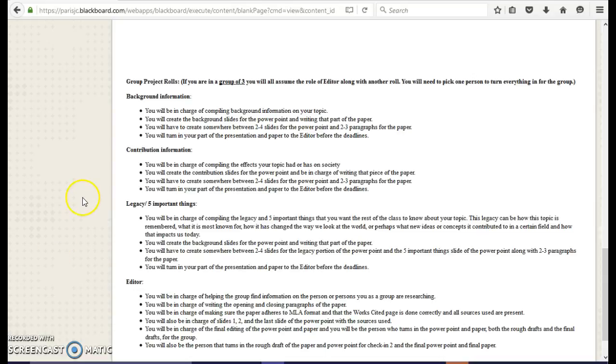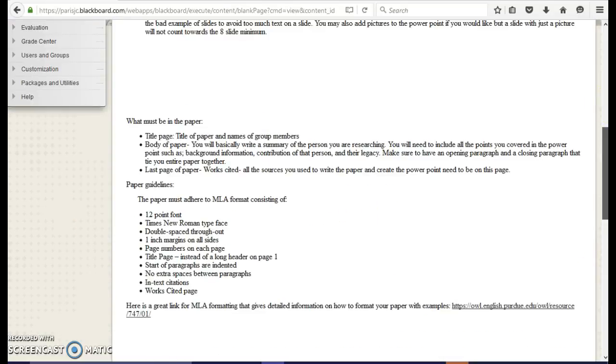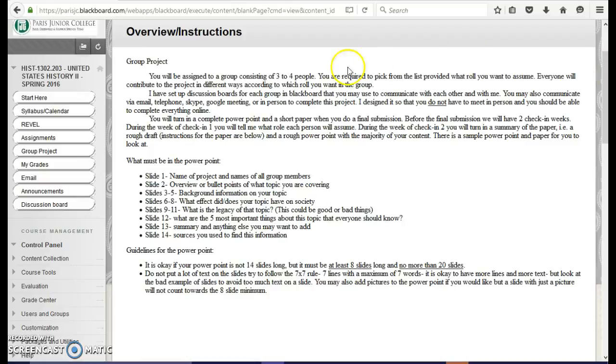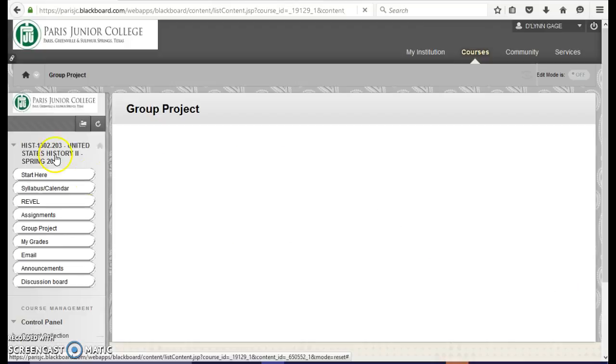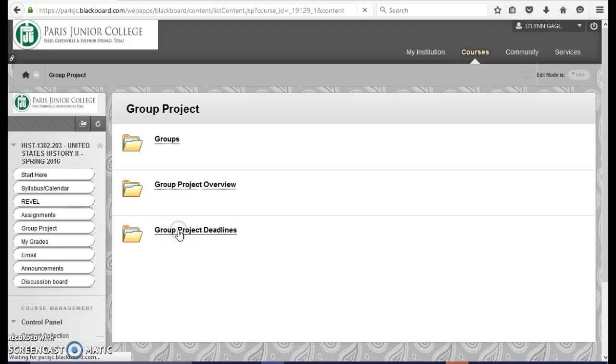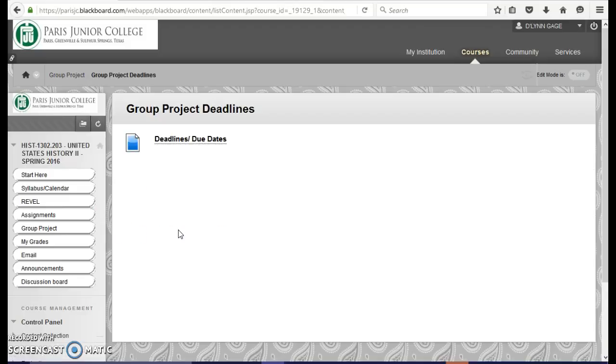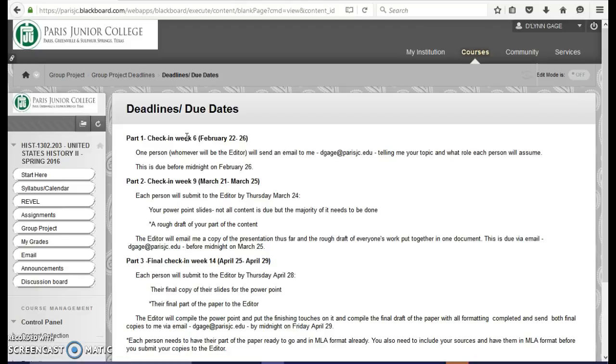So let's go back up to the top here and find the group project deadlines. Okay, the group project deadlines, you don't have anything really pressing until after spring break. That does not mean that you can slack off until spring break looking for stuff, because I'll be able to tell if you threw this together the night before it's due.